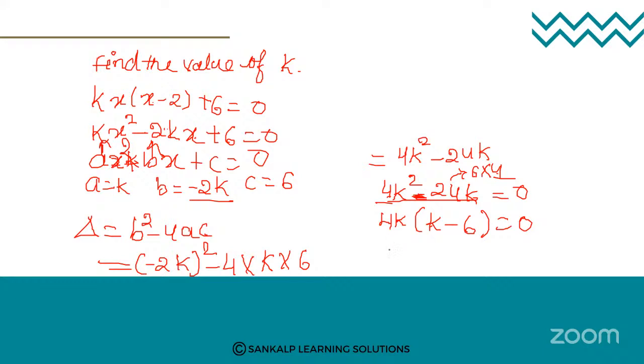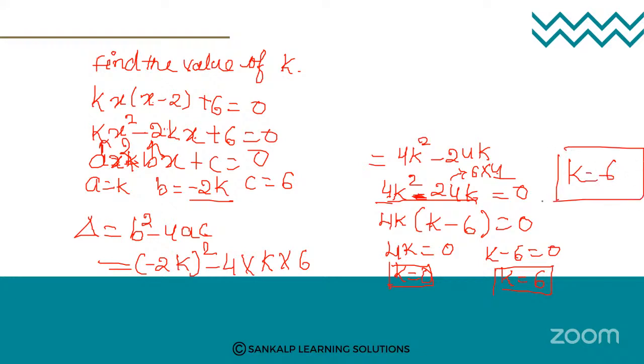That means 4k is equal to 0 and k minus 6 equal to 0. 4k is equal to 0 means transfer this 4 to this side, 0 divided by 4. 0 divided by anything is 0 only. That means one root is k is equal to 0. Another root: transfer this minus 6 to this side, you will get plus 6. So, k is equal to 6. So, value of k is 6. Understood? This question can be asked for 2 marks.